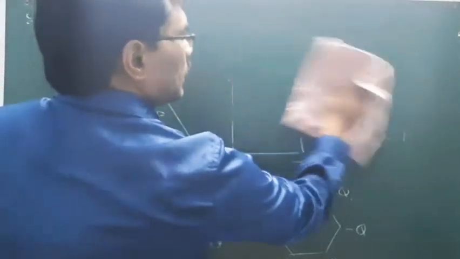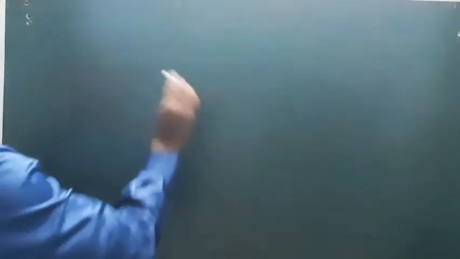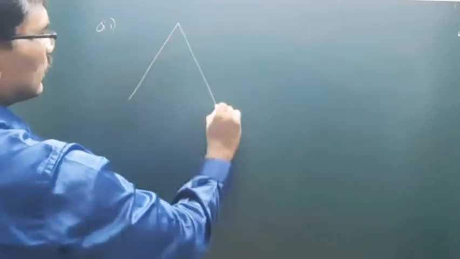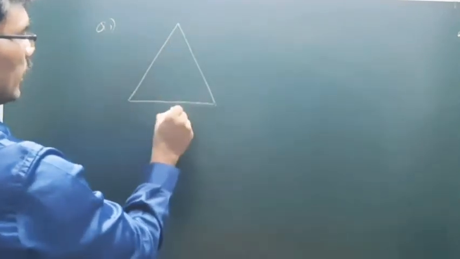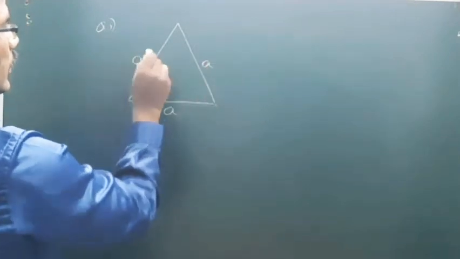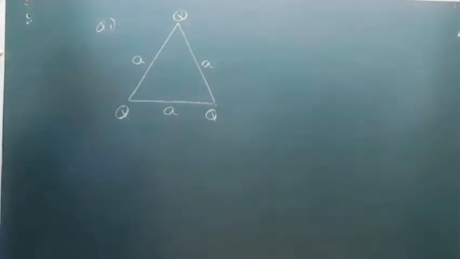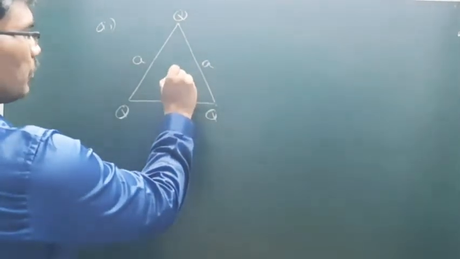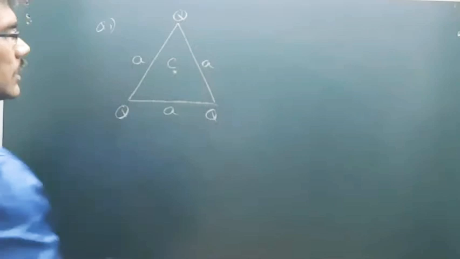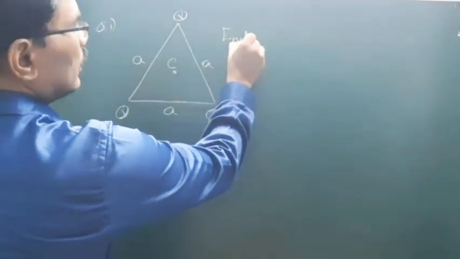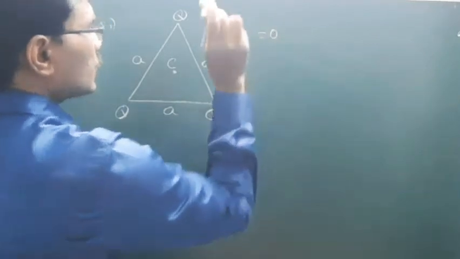So before that, especially for a symmetric charge distribution, see question number one I am giving you. Here I have three charges. It's an equilateral triangle of side length a. Here I have charge Q, here Q, here Q. So if you take a point at the centroid of this equilateral triangle, what is the net electric field? E net is equal to zero.